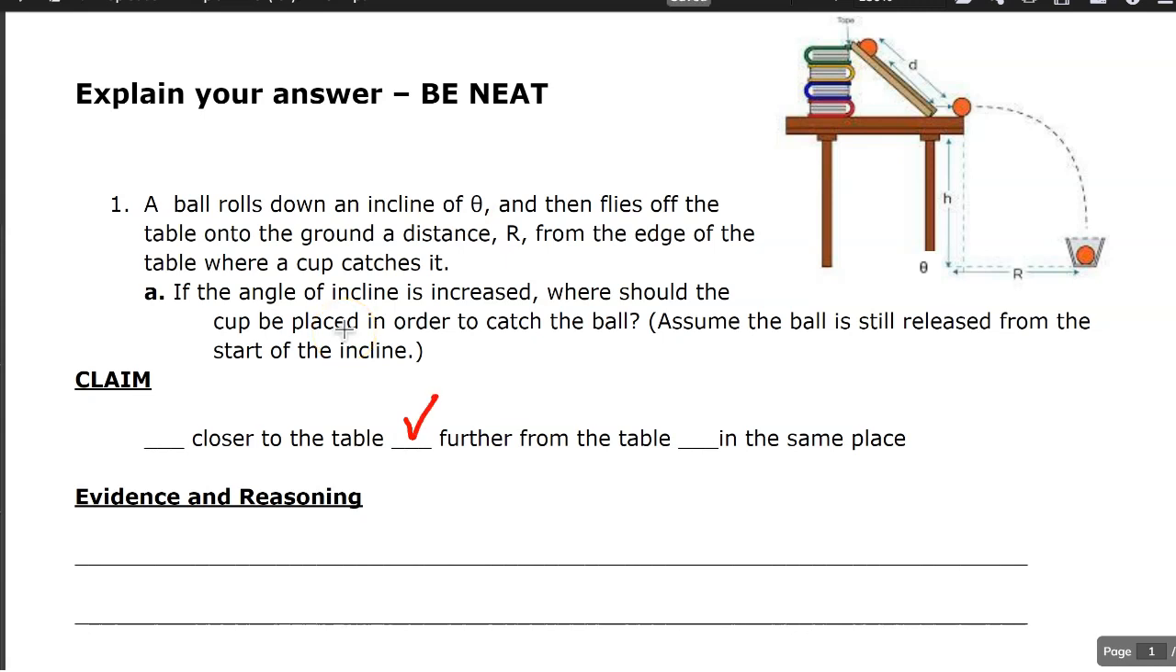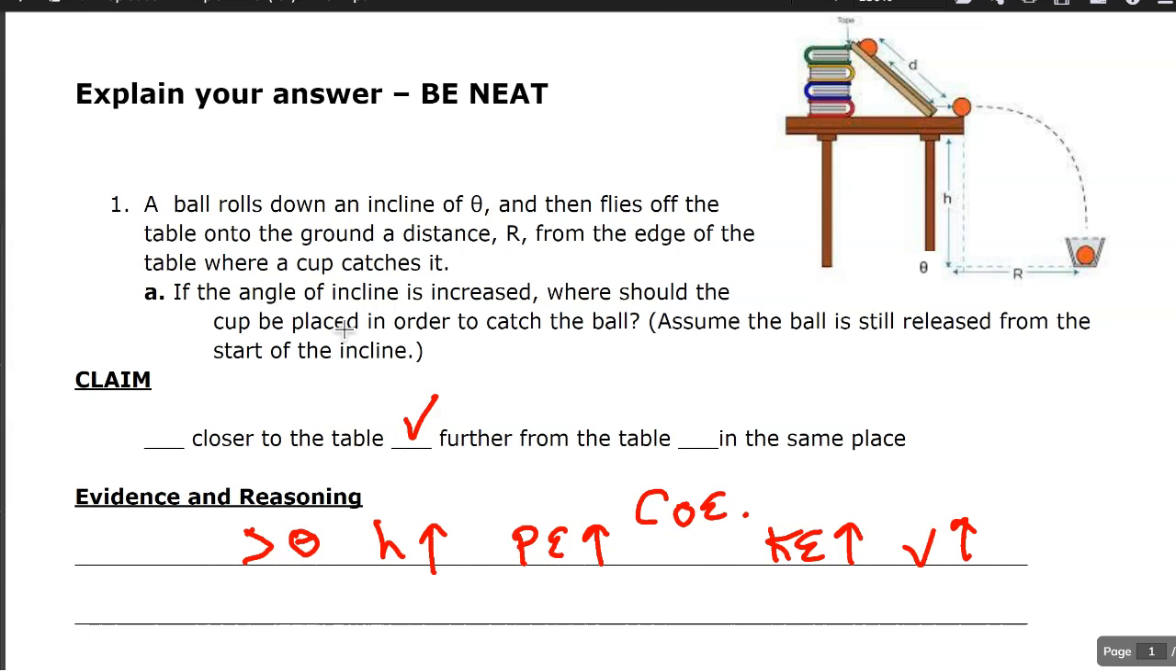Now, how do you explain this with physics? Well, you're going to have to really be very thorough. You'd say with a greater angle, if the angle is greater, then the height would be greater. Now, let's talk some physics. With the height greater, you'd start out with a greater potential energy. Then you'd have to mention the conservation of energy, which says if you've got a greater potential energy, at the bottom you'll have a greater kinetic energy, and of course a greater velocity. So you really have to be very thorough.